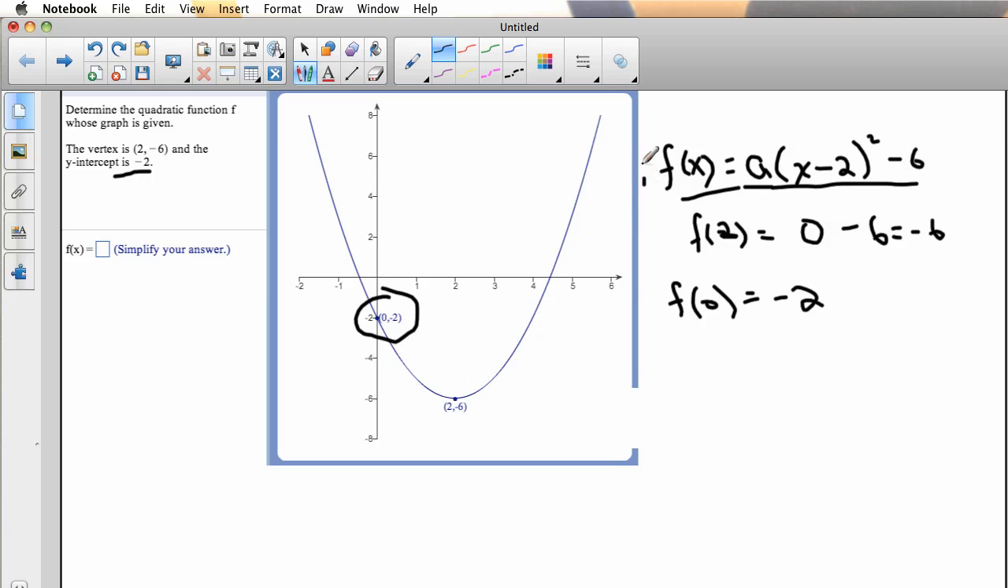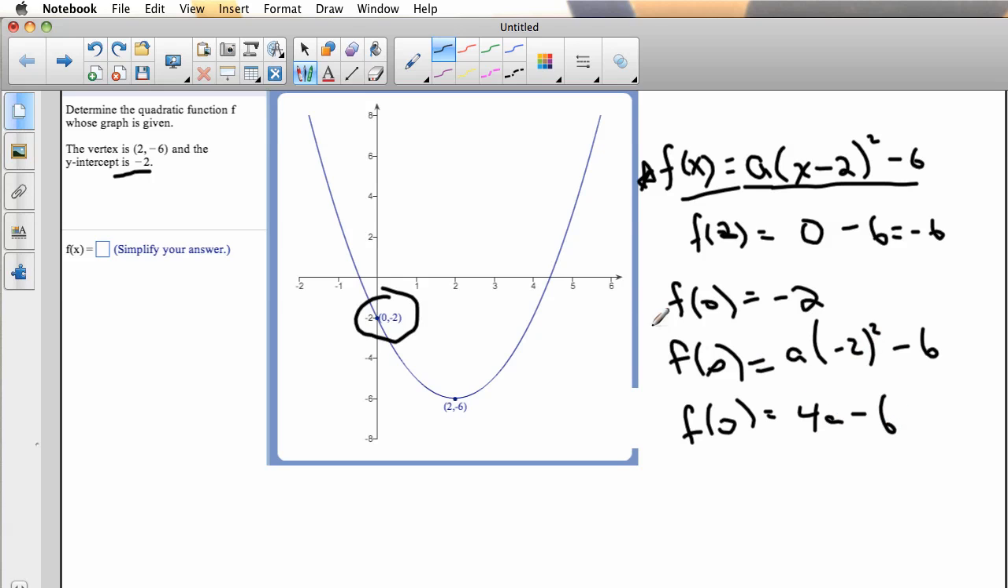The thing is that since we know that our parabola is going to look like this form, we know that putting 0 in for x is going to lead to a times (0 - 2) squared minus 6. So in other words, f of 0 is going to be a times 4, or 4a minus 6. So we have two different equations, but both use f of 0. So therefore, these two things have to be the same. So therefore, negative 2 has to be the same thing as 4a minus 6.